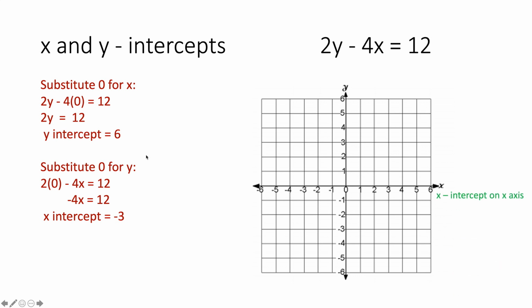The x-intercept goes on the x-axis. The y-intercept goes on the y-axis. So what I do next is I touch 6 on the y-axis and negative 3 on the x-axis. There's my 6 on the y-axis. There's my negative 3 on the x-axis. And I just connect the dots and the line is drawn. Okay?